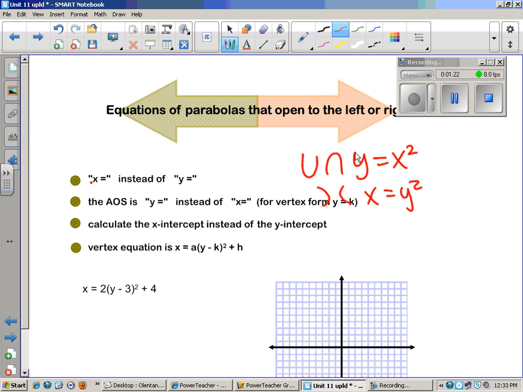The axis of symmetry is horizontal, so it's a y equals instead of vertical, where it was an x equals. Okay, we're going to calculate the x-intercepts instead of the y-intercept. And the vertex equation changes because now that we're having y, it's y minus k instead of y minus h. So the k and the h also switched. Okay?